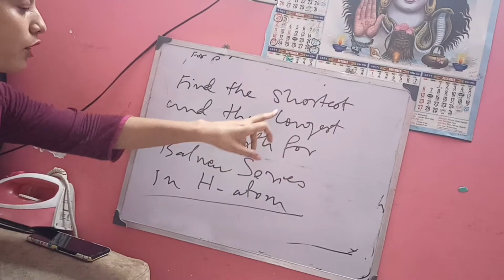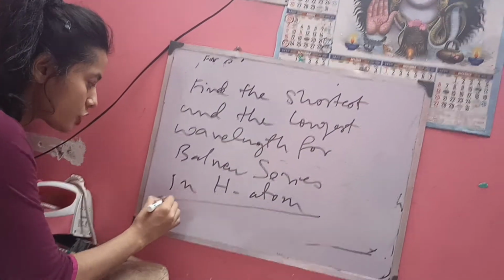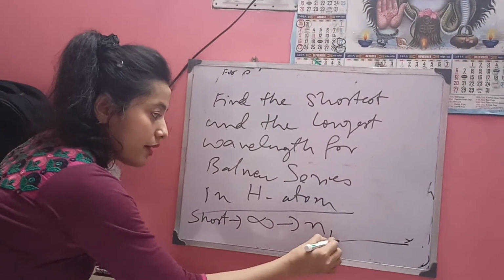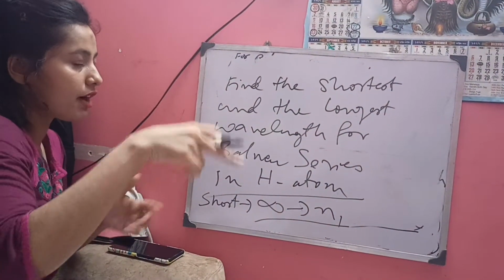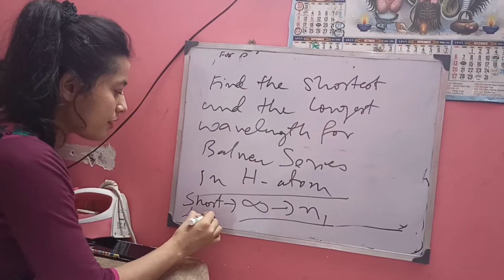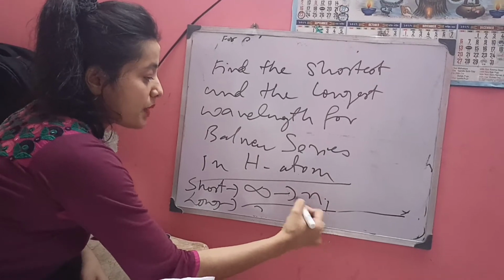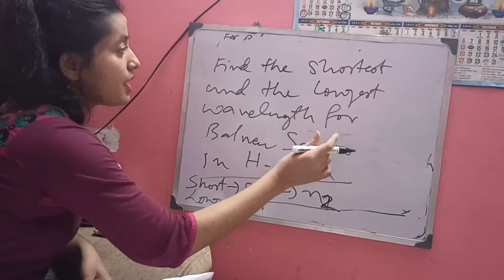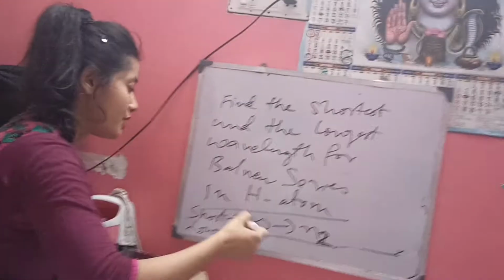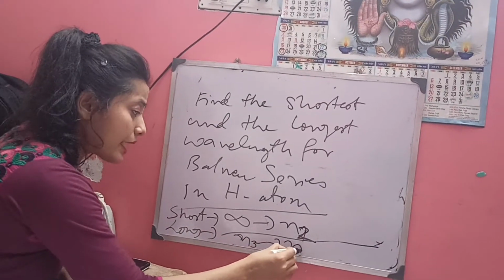As we already know, for the shortest wavelength, the transition would be from infinity to the second energy level, because this is Balmer series. I'm so sorry, from infinity to the second energy level. And the longest wavelength would be from the third energy level to the second energy level.